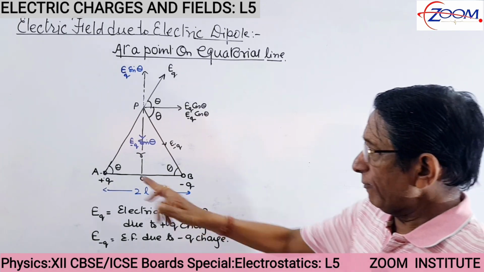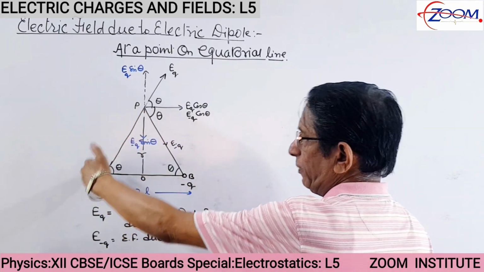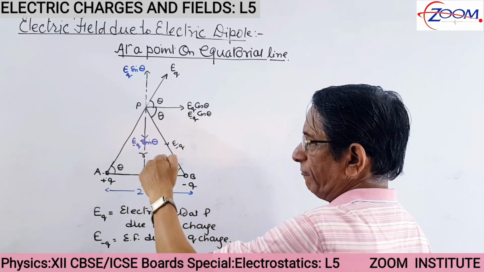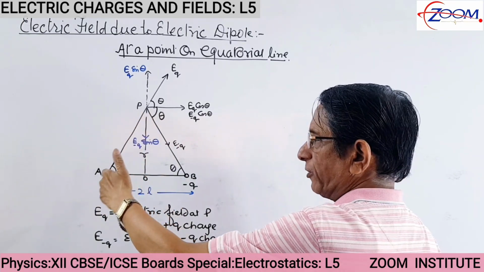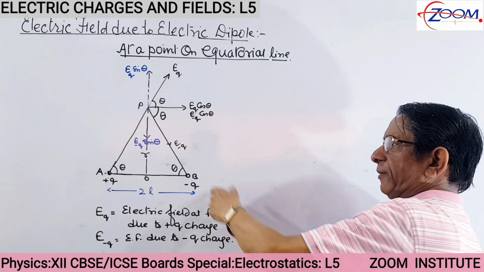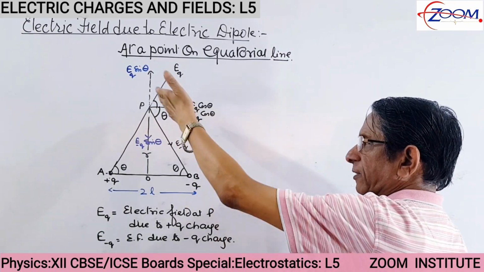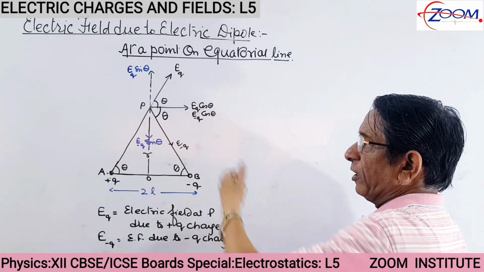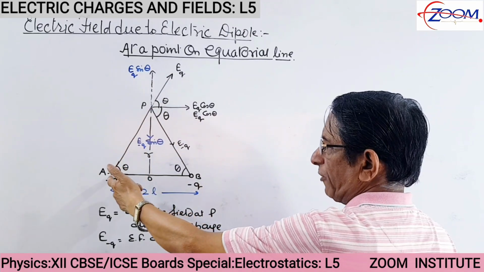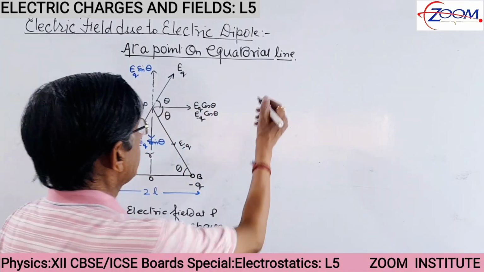So at the point P we have to calculate the electric field due to this dipole. So first of all, the electric field due to charge plus q at the point P will be radially outward, because we have studied previously in the same video, electric field due to positive charge is always radially outward. Due to negative charge, the electric field will be towards it, because for negative charge the electric field is radially inward. So these are the directions of electric field at the point P due to plus charge and due to negative charge. So let us proceed.